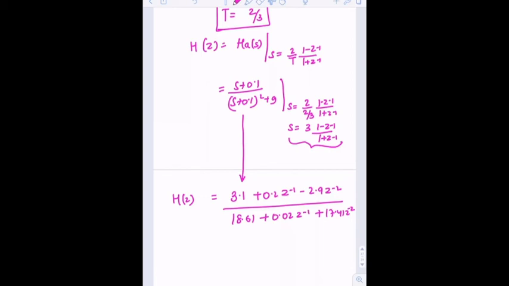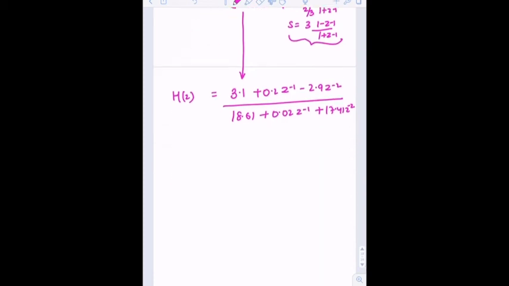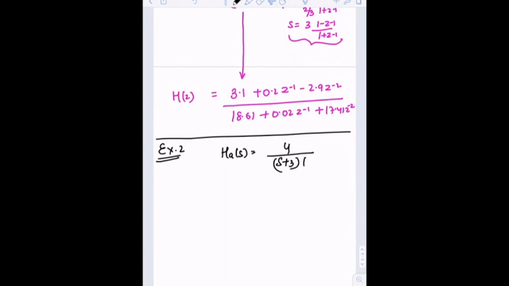So such types of questions can be asked. Similar examples are given. So there's one more example. Let me solve this. Example number 2. Here H(s) is given to us, that is 4 upon (s + 3)(s + 4). Capital T is given to us as 0.5. We have to find H(z).